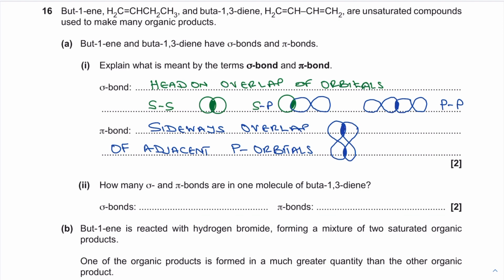For part 2, how many sigma and pi bonds are in one molecule of buta-1,3-diene? First, we need to draw the structure of the buta-1,3-diene. Each single bond is a sigma bond, and a double bond is a sigma bond and a pi bond. So there are 9 sigma bonds, and for pi bonds, there are 2 pi bonds.